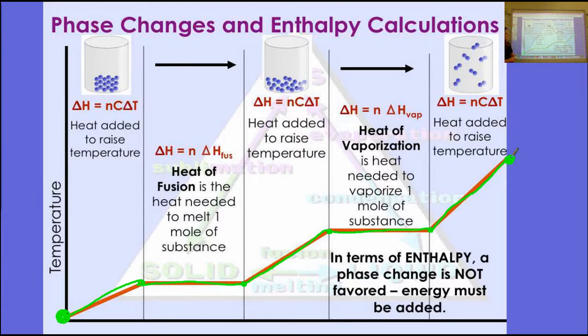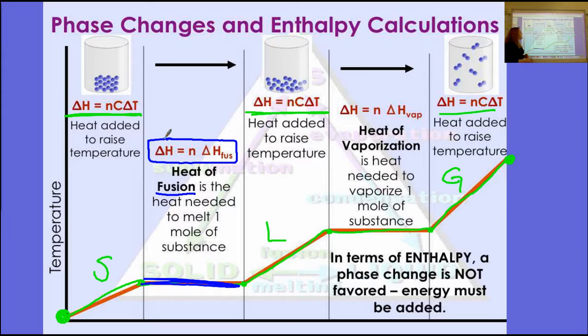So, there's a couple equations that we're going to use. Whenever you have a temperature change, we're going to use our nCΔT equation because we have a ΔT. Here I have a ΔT in my liquid phase. This is solid. This is liquid. Here I have a ΔT in my gas phase. But at the times where you're melting, or fusion is happening, I have no change in temperature. So I can't use my nCΔT equation. I have to come up with another one.